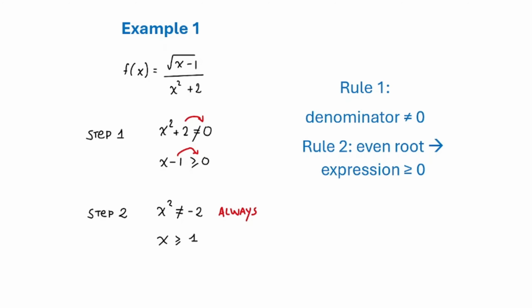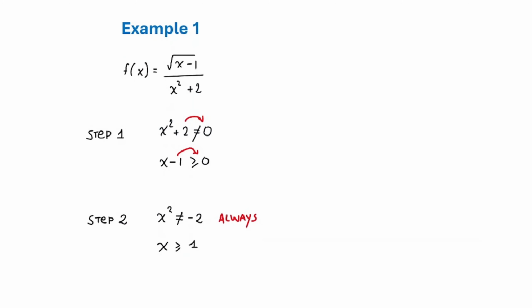So although we were right to impose it, it does not create any restriction on the domain. Since this condition is always true, we can remove it, and we are left only with the second restriction. x is greater than or equal to 1. Now let's write the domain. The domain is x belongs to the real numbers, such that x is greater than or equal to 1. We can also write this in interval notation as from 1 to positive infinity, including 1.